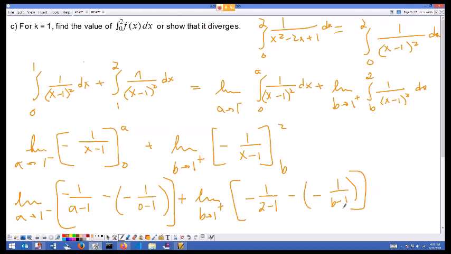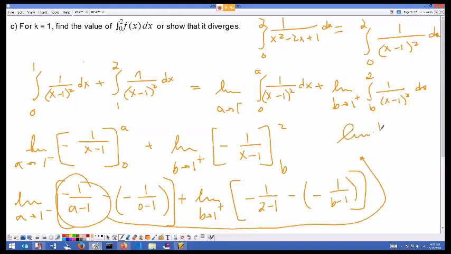There's another one over here that's also undefined. It doesn't really matter which one you state. But since this limit doesn't exist, then the improper integral diverges. We'll say this limit does not exist, so the entire thing diverges. And you'd want to state why you're saying it diverges.